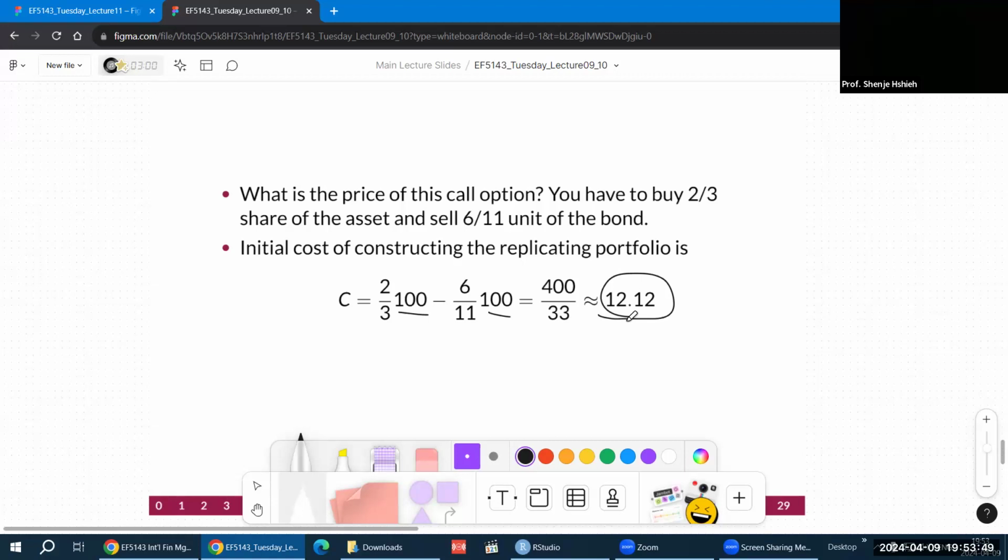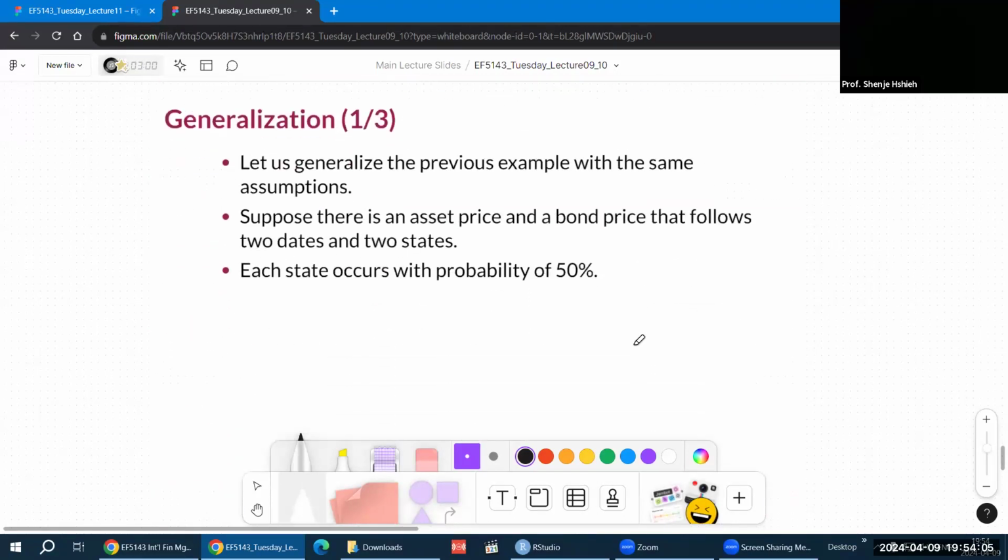But that's not the deep insight. The deep insight is that if you can replicate, you can find what are called state contingent discount rates, or state risk neutral probabilities. All right, so let us generalize this one period example.